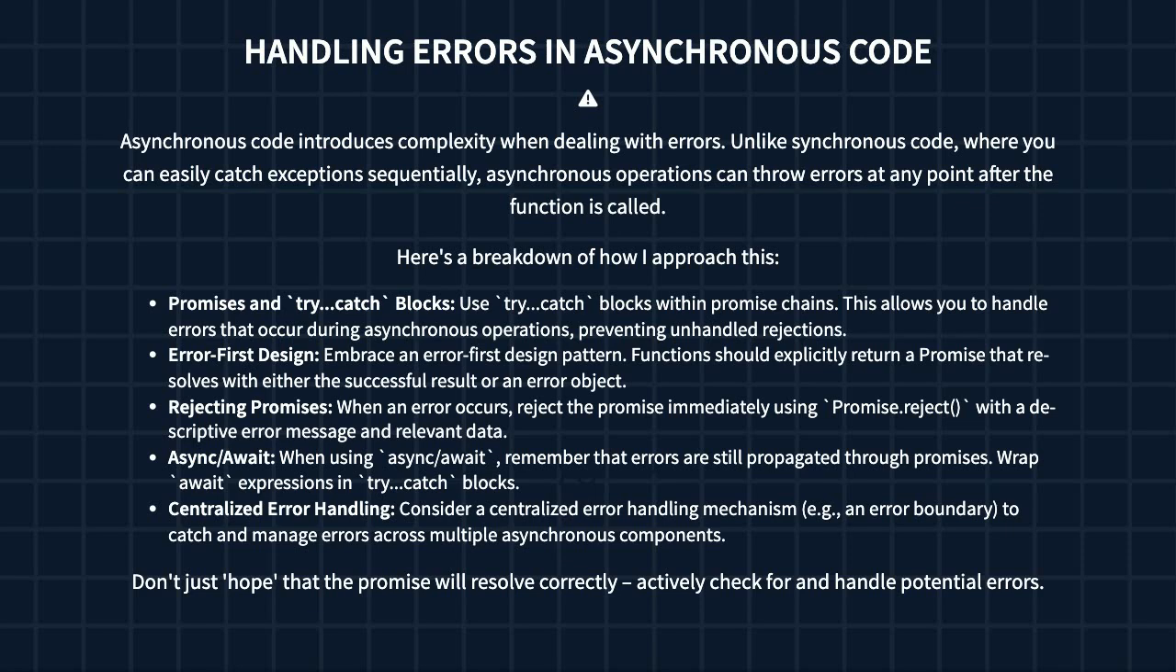Also, consider an error-first design where functions always return a promise that either gives you the result or an error object if something went wrong. When you encounter an issue, reject the promise with a clear message on any relevant data.